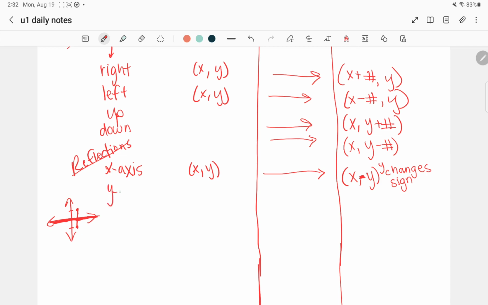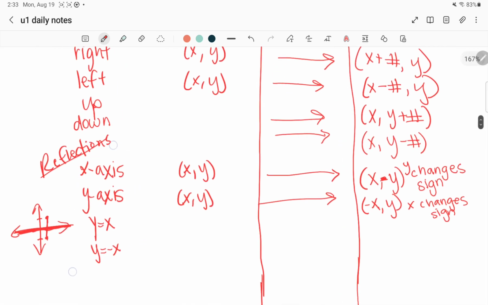And it's the exact opposite if we're reflecting over the y-axis. My pre-image is x, y. I transform, my x value switches sign, my y value stays the same. Those aren't the only two lines we care about. We care about the line y equals x, and we also care about the line y equals negative x.